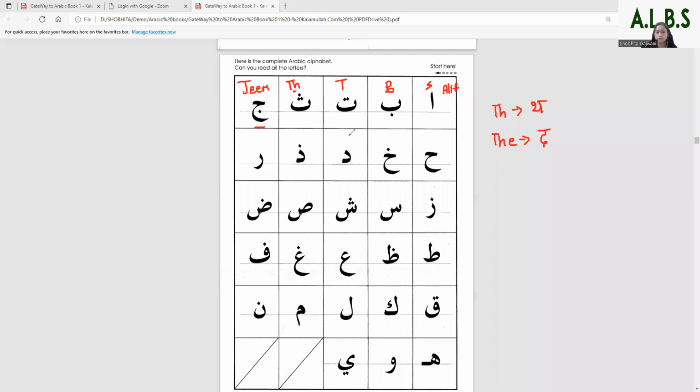After Jim, this letter is known as Ha. Just we need to blow some air from mouth. Next letter, this letter is known as Kha. Kha. To pronounce this letter, we need to rub our throat little bit. And this letter is known as Kha.